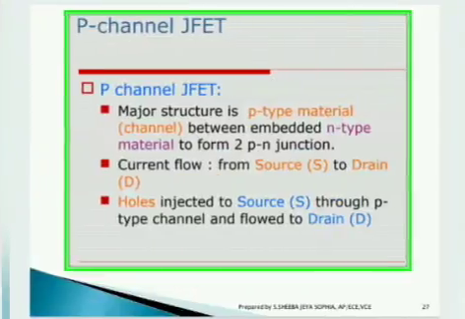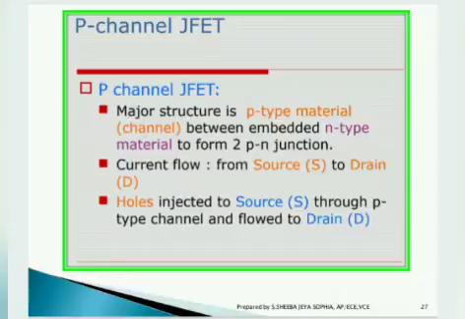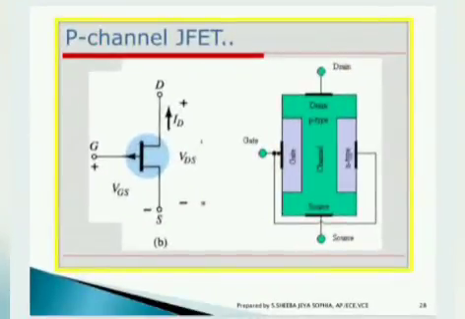Moving to the P-channel JFET, another type, the major structure is P-type material embedded between N-type material to form two PN junctions, and current flows from source to drain. Holes are injected into the source through the P-type channel and flow through the drain, which you can see in this diagram. Yes, P-type material is embedded between the two N-type materials to create two PN junctions, and it starts the flow of current. So this is the introduction to the FET as well as the JFET, along with its types, N-channel and P-channel JFET.